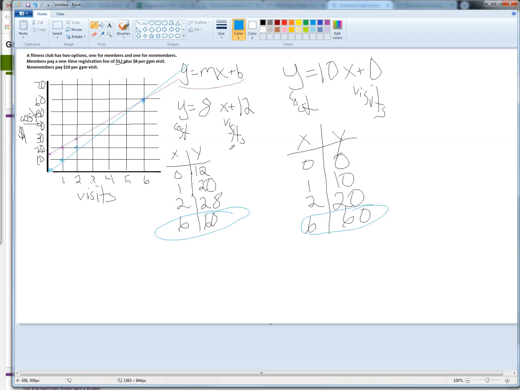Both of these plans at 6 visits is $60. And that's part of your question. Okay? So when the assignment asks you for your equations, that's this and this. And then when are they going to cost the same? At 6 visits. So therefore, if you visit more than 6 times, it's better to be what? A member. But if you come less than 6 times, it's better to not really join.